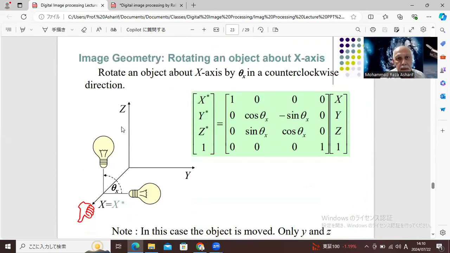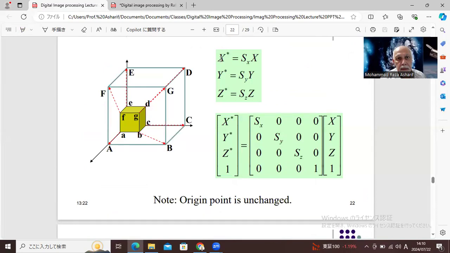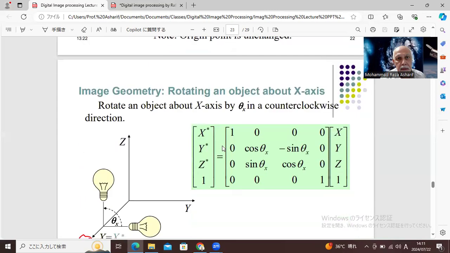Scaling is here. First, scaling is x star equals s x times x, y star equals s y times y, z star equals s z times z. This is scaling this cube, for instance, into a new one. The new coordinate is x star, y star, z star, and the origin point is unchanged. This 4 by 4 matrix is multiplied by this 4 by 1 matrix, then the result is 4 by 1 as output. This is the scaling.